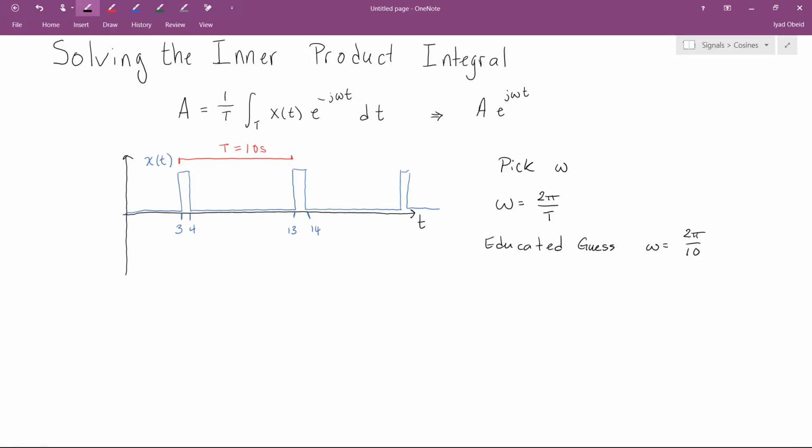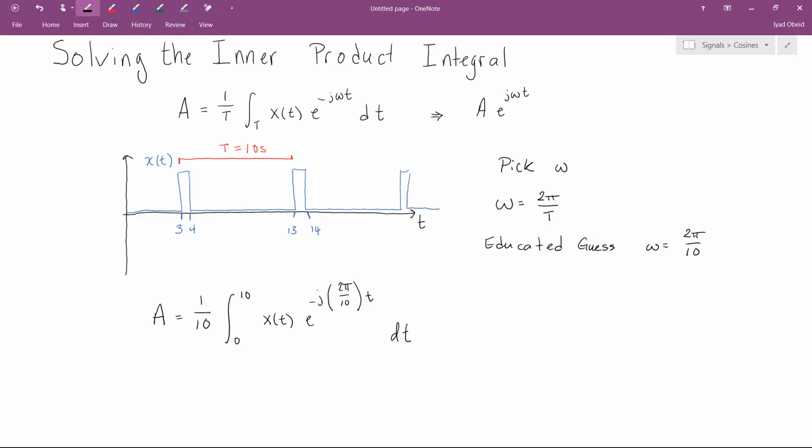So let's define the integral. It's going to be A equals 1 over 10 times the integral from 0 to 10 of x of t e to the negative j 2 pi over 10 t dt. Now, it's not the prettiest thing, but it's going to get simpler pretty quickly.